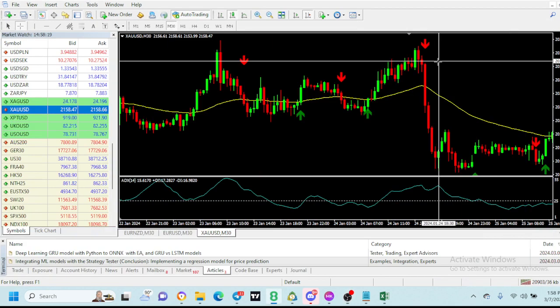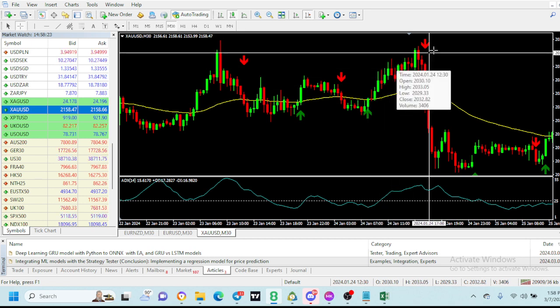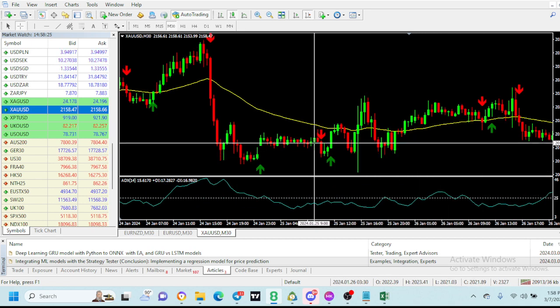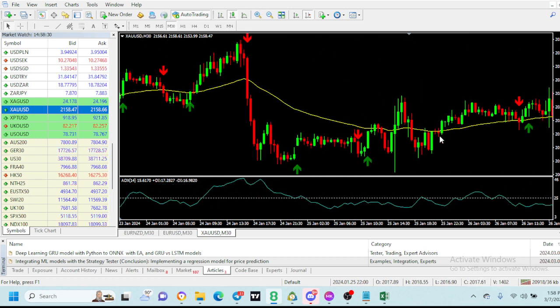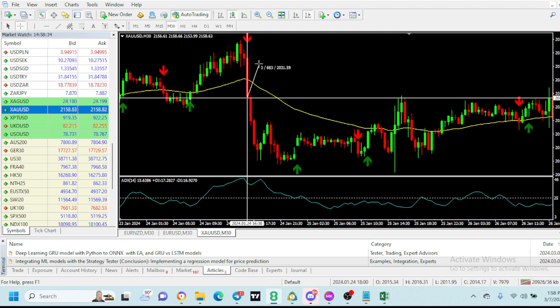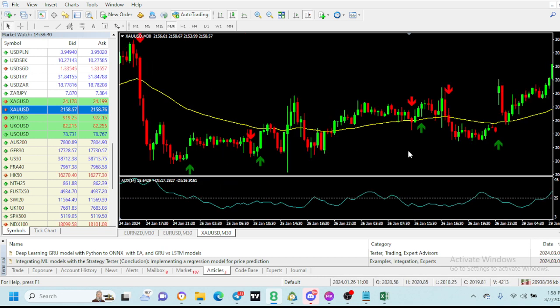This would have been a winning trade. This would have been, let's see, a very long trade. Maybe a winning trade. Let's see, from here to here, 100 pips, crazy, 140 pips. So you might just take it. So this would have been a losing trade.